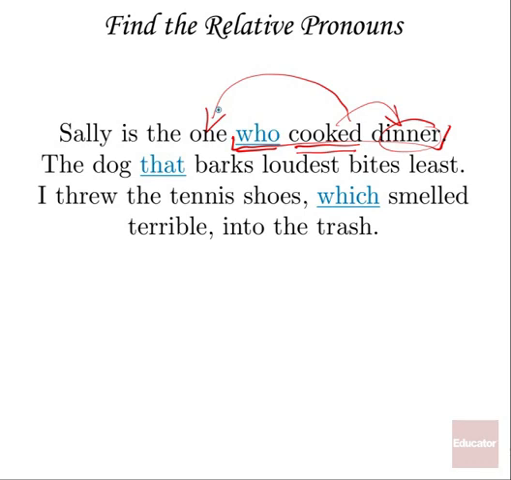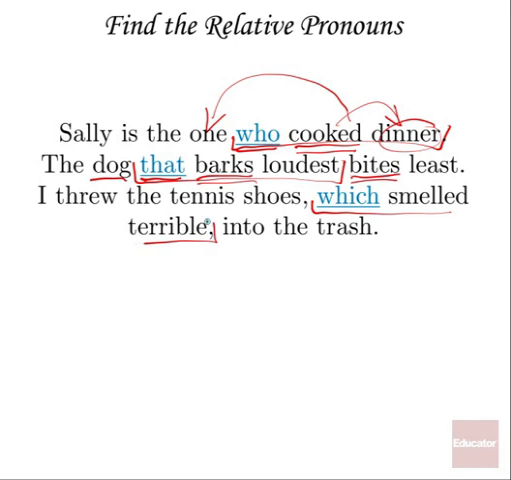Now, the dog that barks loudest bites least. That barks loudest. The dog is the main subject, and bites is the main verb of the sentence, but we have this little subordinate clause in here that gives extra information. It has the subject that and the verb barks. So it adds extra information about the dog, but you can't just walk up to someone on the subway platform and say, that barks loudest. Doesn't make any sense out of context. It needs the rest of the sentence. It's a subordinate clause.